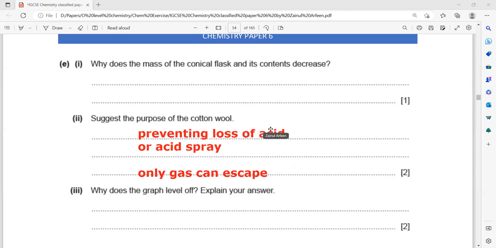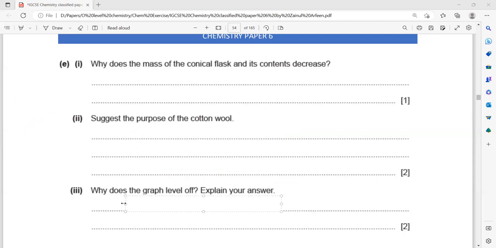Why does the graph level off? Explain your answer. No gas is being produced as the reaction stopped, or the limiting reagent is used up, which was the hydrochloric acid. So the acid is used up, the limiting reagent is used up, and the reaction stops.